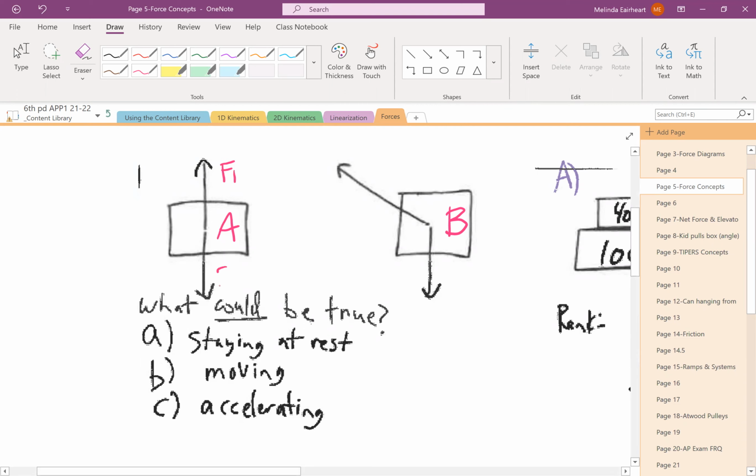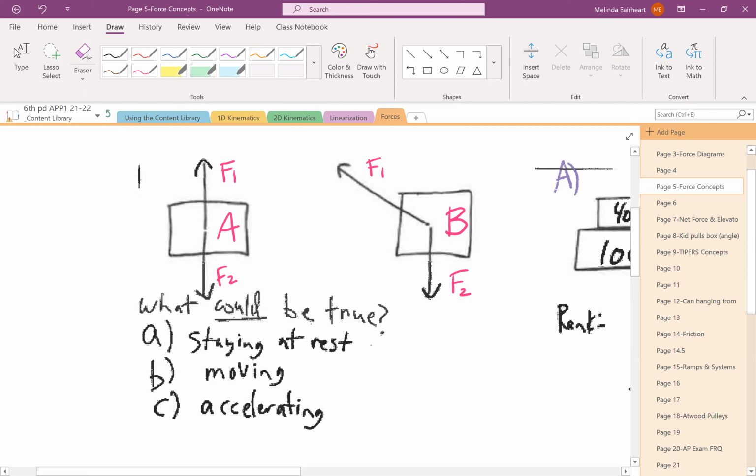So maybe F1, F2, and then F1, F2. This could be a top view of 2 kids pulling on a toy, right? And so just in the general spirit of forces and Newton's laws, what could be true, keyword could, object A and or B be staying at rest? So is it A only, B only, or both? Which one could be staying at rest?